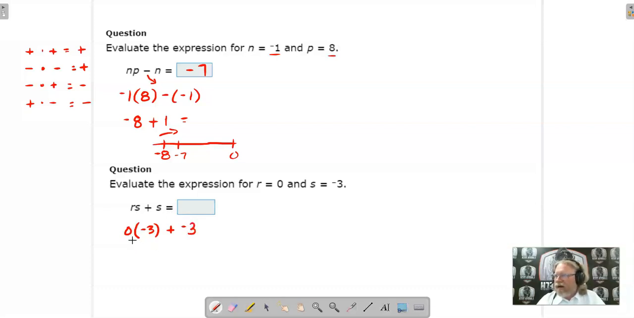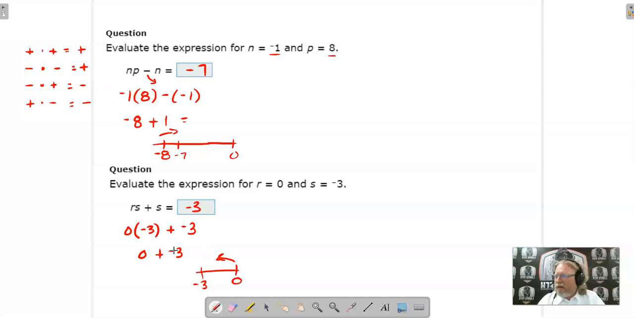So now I have here 0 times negative 3. Well, hopefully we know that anything times 0 is 0. If we multiply any value by 0, whether it's positive or negative, we're going to get 0. And then we add negative 3. So we're on a number line, we're at 0, and we're adding a negative 3, which means we're going back, to negative 3, and our answer is going to be negative 3.